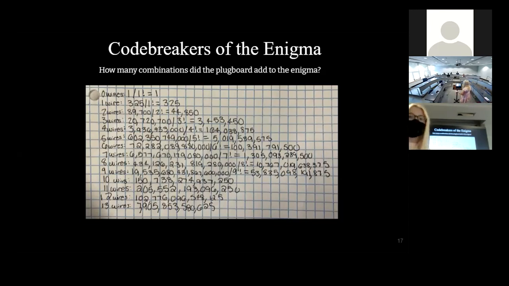And now you add all those together, and you get about 500 trillion different combinations that the plug board added. If you were to go through all of those one by one and try to figure out all the different combinations, it would take about 10 billion years, so they had to figure out new ways to decrypt messages.